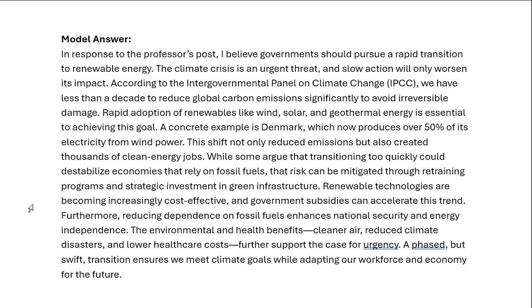Furthermore, reducing dependence on fossil fuels enhances national security and energy independence. The environmental and health benefits, cleaner air, reduced climate disasters, and lower healthcare costs, further support the case for urgency. A phased but swift transition ensures we meet climate goals while adapting our workforce and economy for the future.